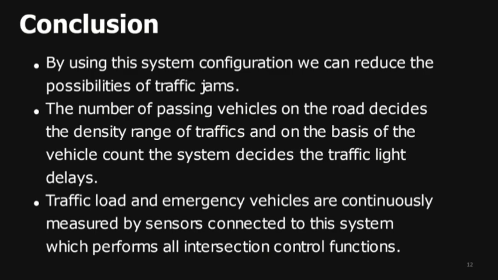As we discussed in the previous slide, the number of passing vehicles on the road decides the density range of traffic, and the vehicle count decides the traffic light delays. Traffic load and emergency vehicles are continuously measured by sensors connected to the system, which performs all intersection control functions.